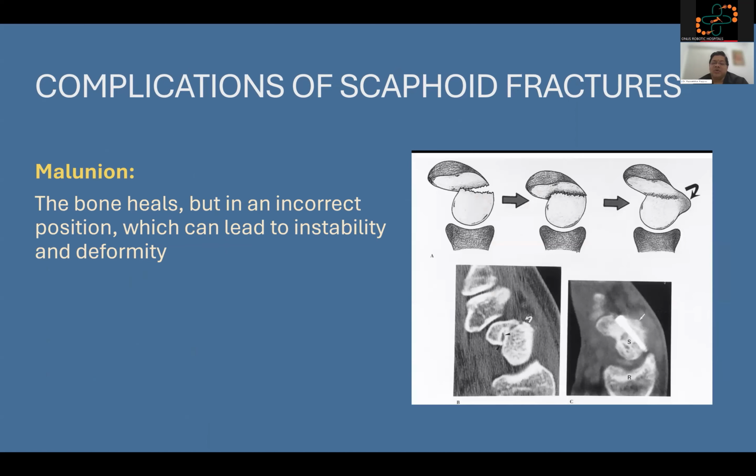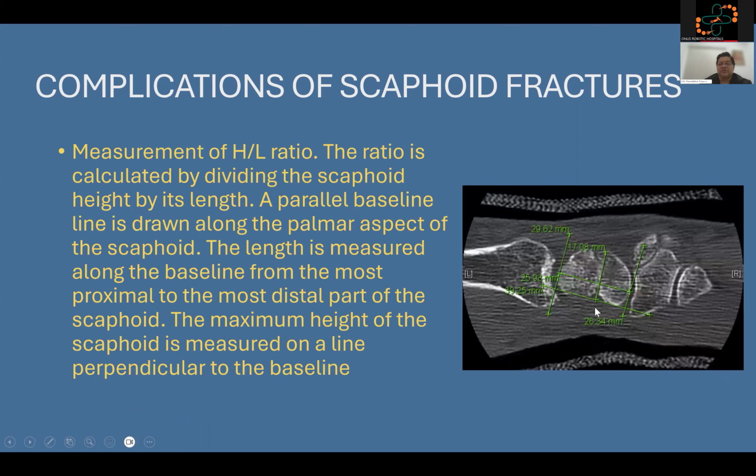Malunion. Malunion happens when you miss a fracture, or when you treat a fracture but there is comminution. That leads to malunion of the fracture with angulation, which is called humpback deformity. So how to diagnose this deformity? You have to measure the length of the scaphoid and also the angle. So the height and length ratio is calculated, and based on that you decide whether the scaphoid is deformed or not.